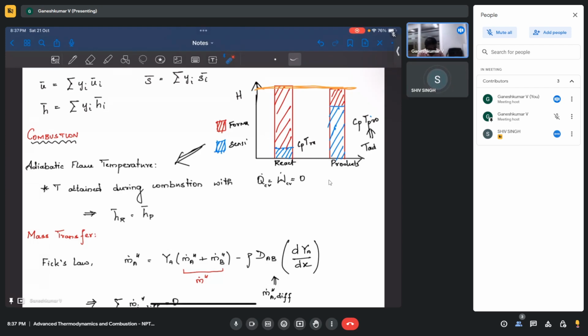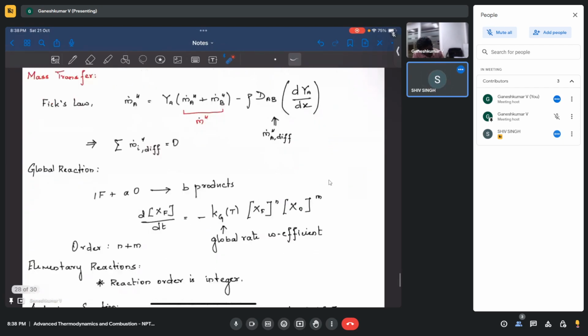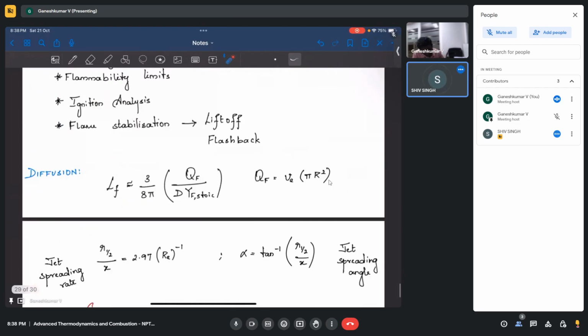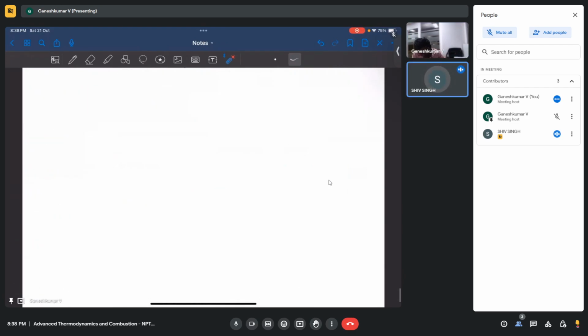Sure. Did you understand this analogy of what I am trying to say? Yes, sir. I understood reactants and products, the sensible and formation energy. Okay. After that, what exactly is adiabatic flame temperature? Is it the temperature of the flame? It is not exactly the temperature of the flame, but I'll explain it exactly.